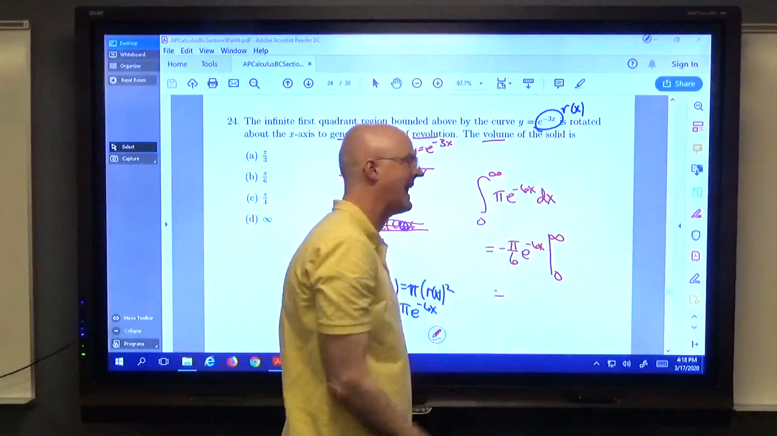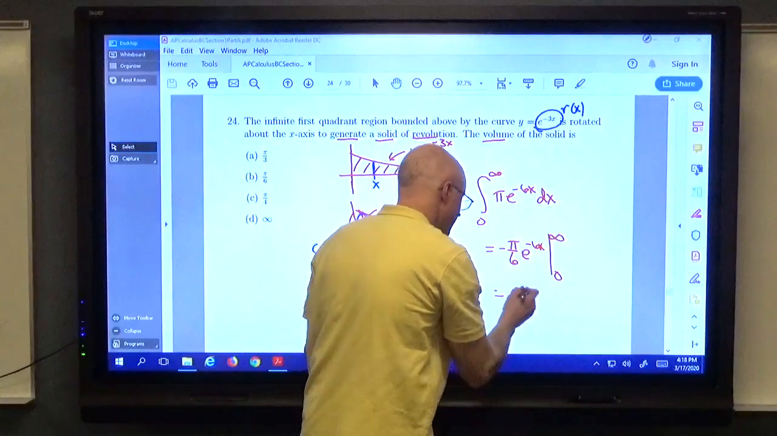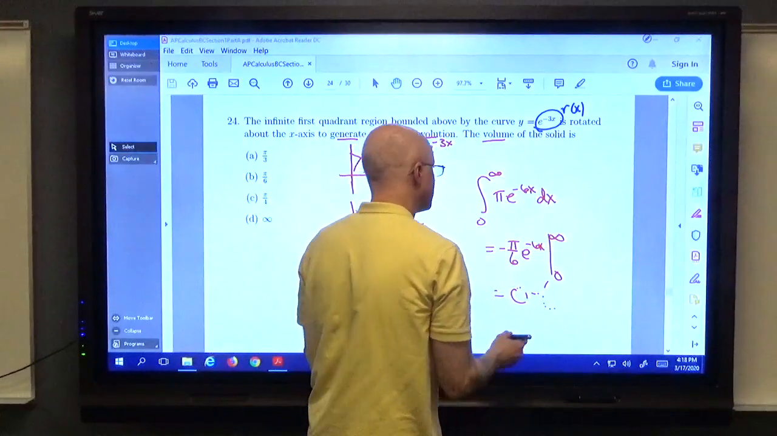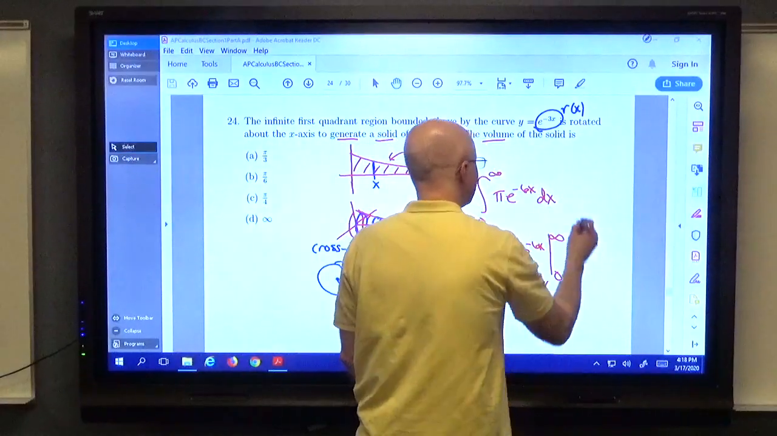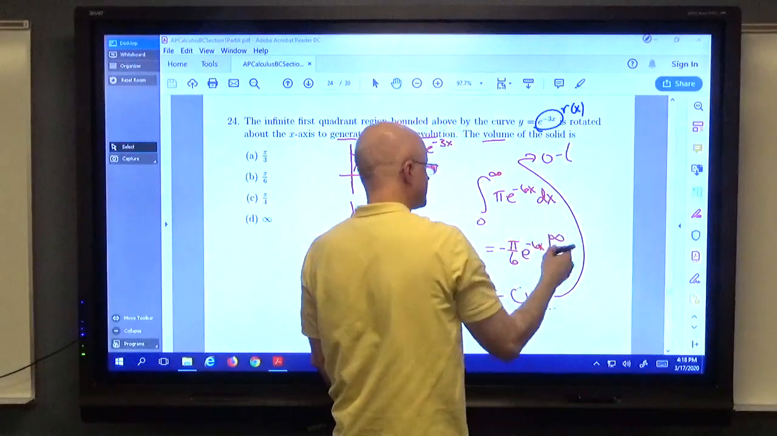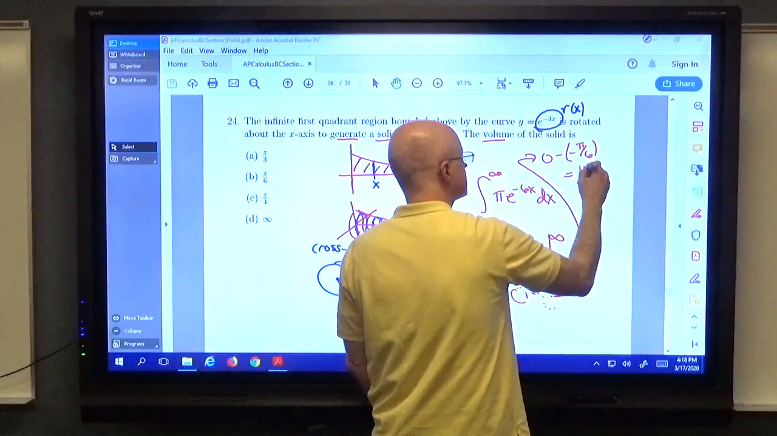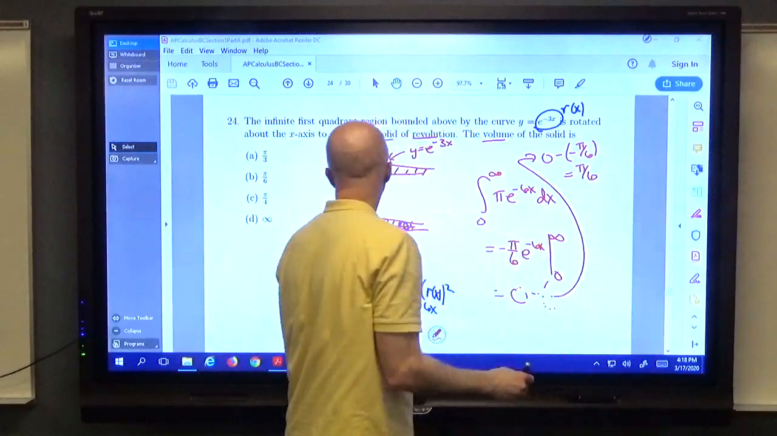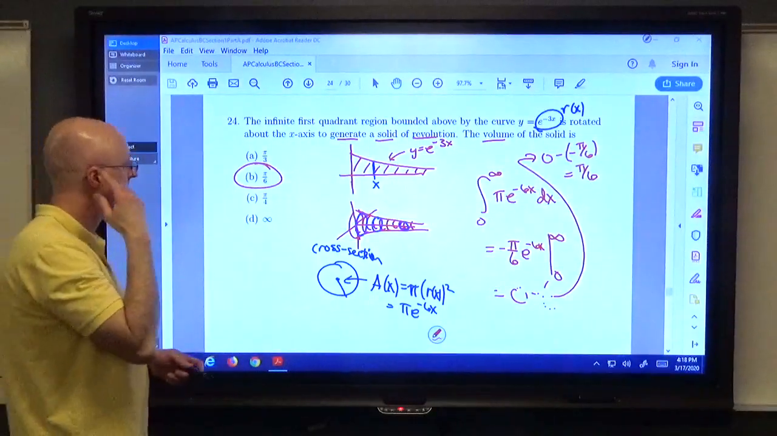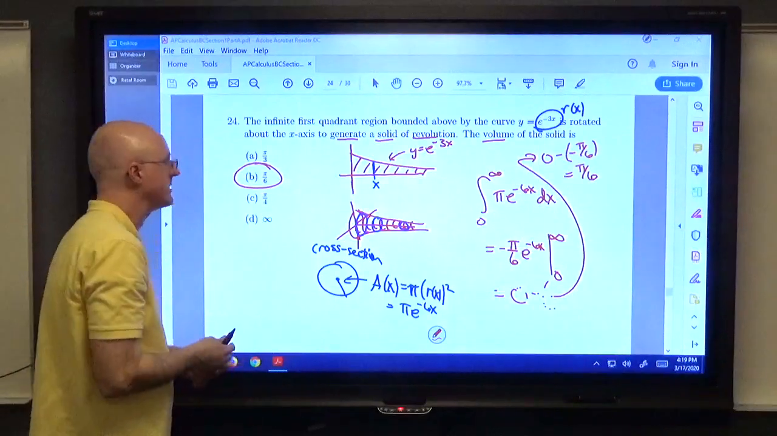If I imagine x is infinity, I've got e to the negative infinity power, that's really 0, but it's really a limit again. Maybe I shouldn't be doing this. I'm going to get 0 minus, plug in 0, e to the 0 is 1, you get minus negative pi over 6. The answer does exist as a finite number. It's pi over 6. That is the volume. If the units of length were in, say, meters, the units of the volume would be in cubic meters.